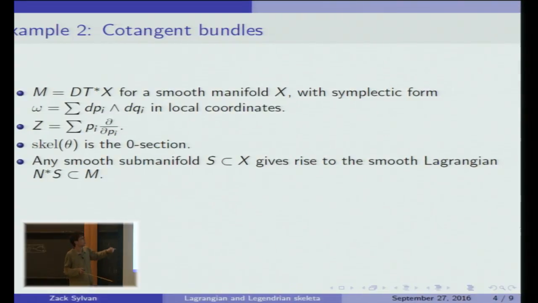Now, to construct Lagrangians in a cotangent bundle, take any smooth submanifold of the base, which I'm calling X, and take its conormal. So this is the bundle of the restricted cotangent which vanishes on the tangent space of your submanifold.